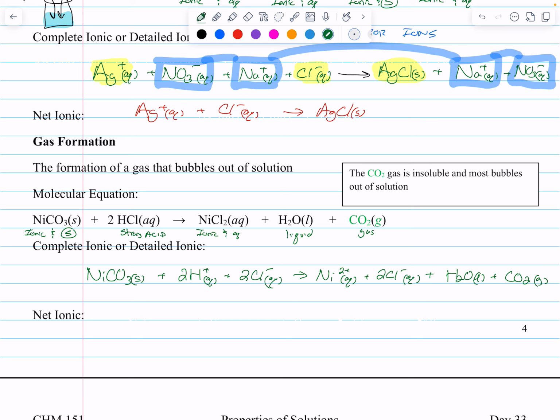All right. Do we have any spectator ions? Well, if I look, see how Cl here and Cl here are spectators? We'll just color that in. I don't like that. I don't know if I'll be able to erase that. Sorry, we're going to have to do it this way.